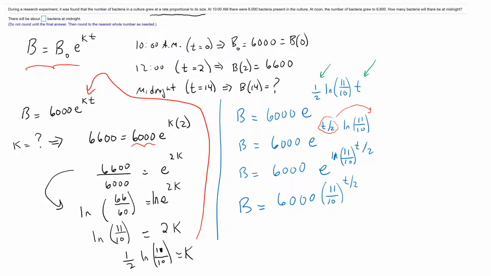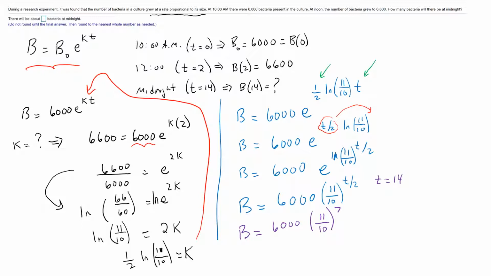We want to know how many bacteria there are in 14 hours, at midnight. So we're almost done with this problem. The last thing we do is just plug a 14 in. So we're going to have 6,000 times 11 over 10 to the 14 over 2, which is 7. I plugged a 14 in for the t and divided it by the 2, and that's where I got the 7. This is where I need to pick up the calculator. In my calculator, I type in parentheses 11 divided by 10, and raise it to the 7th power.